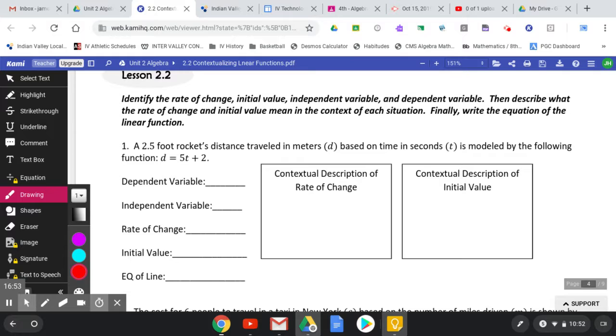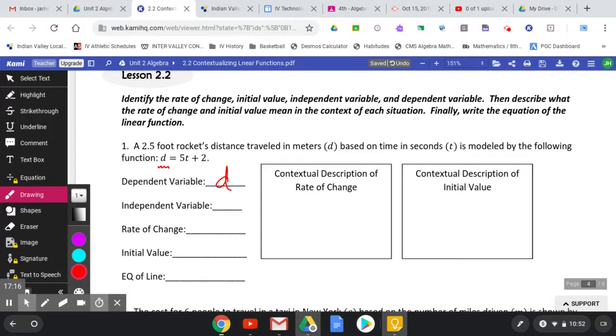Skylar, how do you know? Because we just did the thing about the slope-intercept form equation, and D is replacing Y, and Y we said was the dependent. Okay, so he looked right here and found the D. How many people did that same thing? Did anybody do it differently?